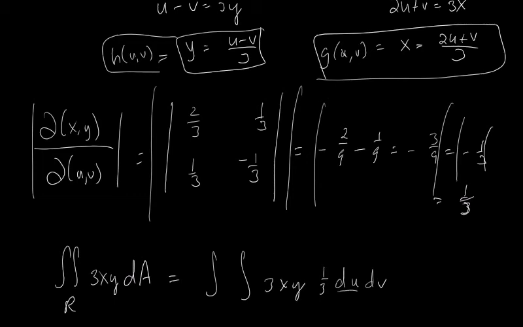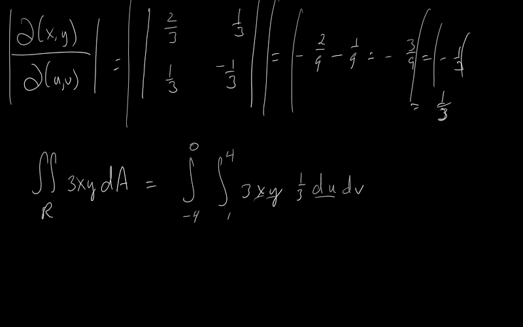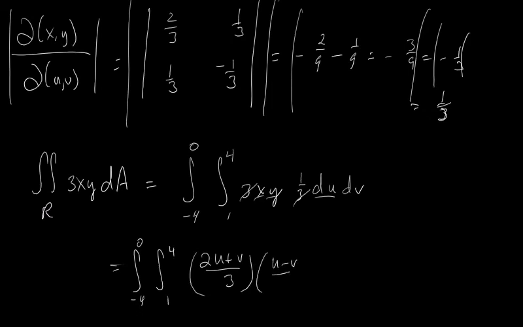And then I'm integrating with respect to u first. So the boundaries on u were what? 1 to 4. And then the boundaries on v were, nope, negative 4 to 0. There it is. The only thing now is I have to substitute in for x and y. So this becomes the integral from negative 4 to 0 of the integral from 1 to 4 of, the 3's will cancel, x, which was (2u plus v) over 3, times y, which was (u minus v) over 3, and then we integrate du dv.